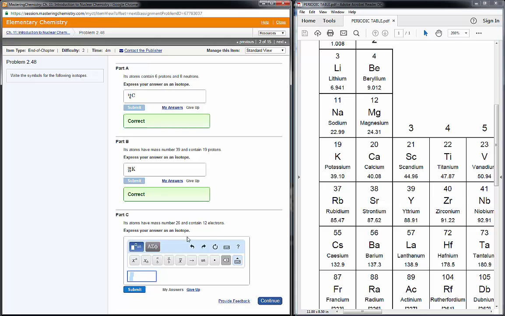And the last one, mass of 26, 12 electrons. If I'm neutral, that means I also have 12 protons. Well, this is saying it's atoms, not its ions, so that's a valid assumption. And according to our periodic table, atomic number 12 is magnesium.